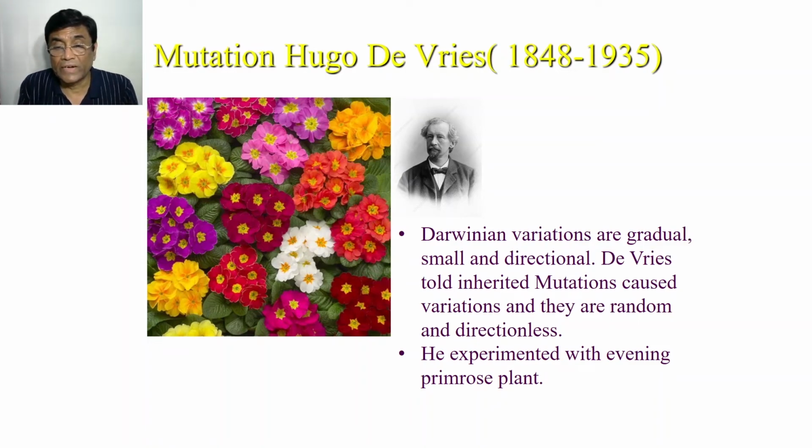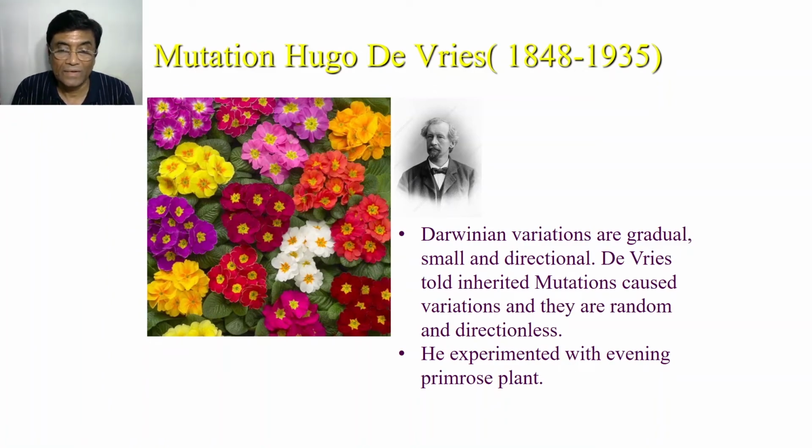Darwin's variations were gradual, small, and directional, but it was actually afterwards proved otherwise by another scientist, Hugo de Vries, 1848 to 1935, more modern. He told that inherited character is not transferring generation after generation and giving birth to newer and newer species, not like that. According to him, inherited mutation caused variation, and they are random, directionless, sudden.